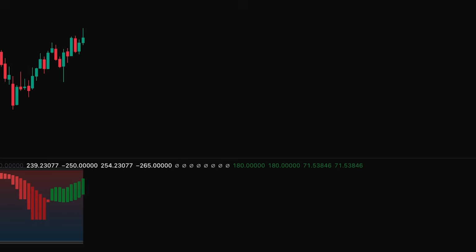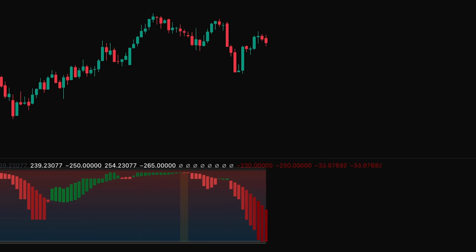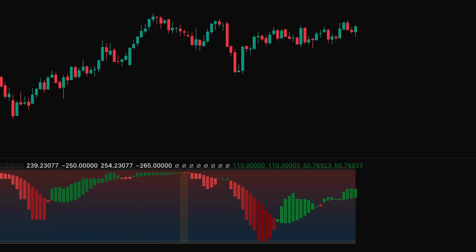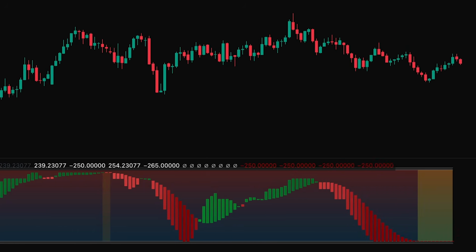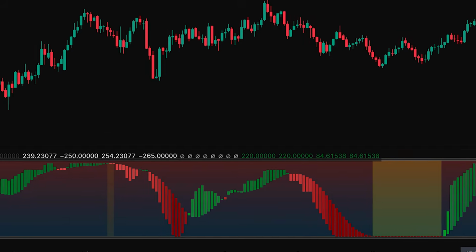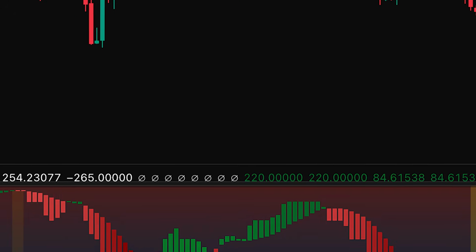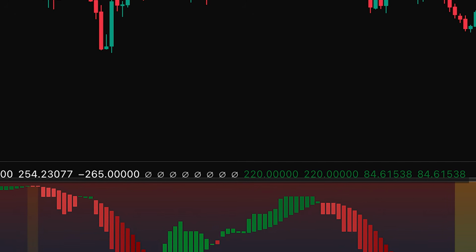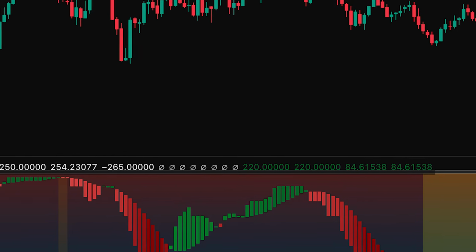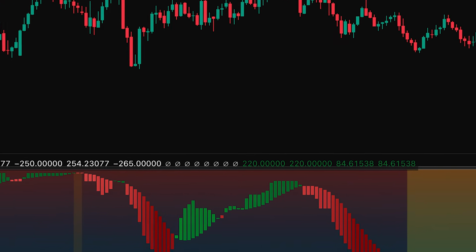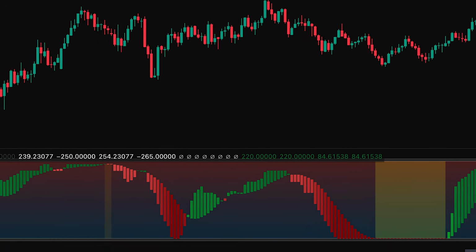Number 2. This next level oscillator fuses classic momentum concepts with actual machine learning, specifically the K-nearest neighbors algorithm, layered on top of true strength index momentum logic. Instead of just spitting out basic overbought, oversold readings, it intelligently analyzes historical patterns, reduces noise like a pro, and delivers super clean signals on trend strength, direction shifts, and those high probability turning points that catch reversals early.